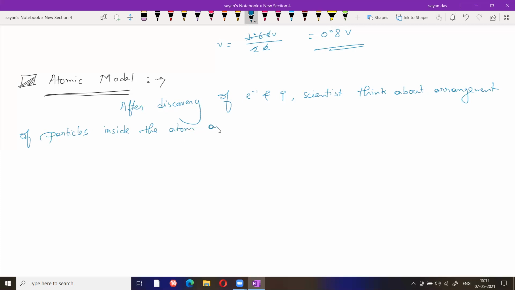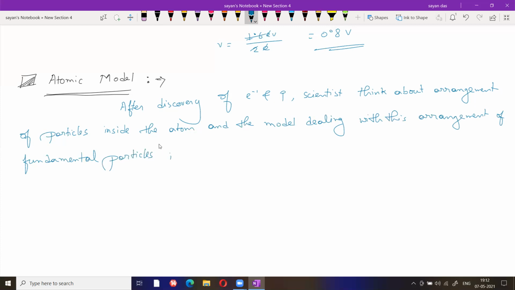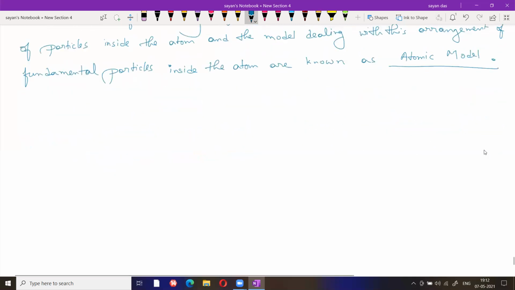And the model dealing with this arrangement of fundamental particles inside the atom is known as an atomic model. Now, the first atomic model concept is Thomson's model.